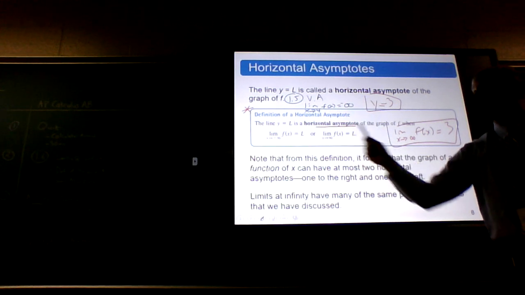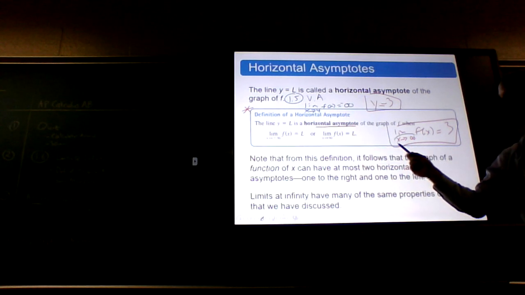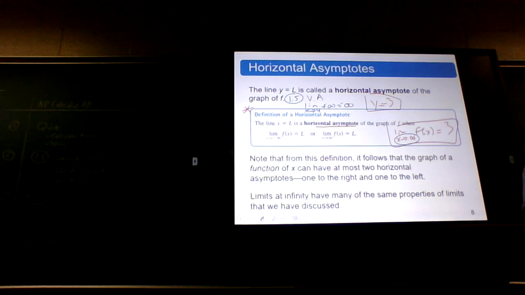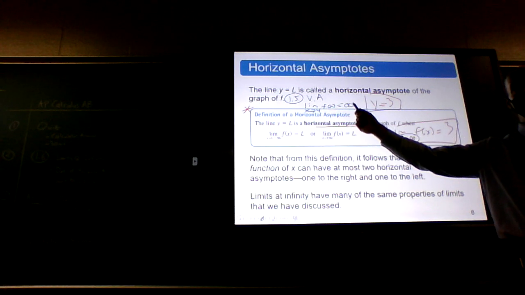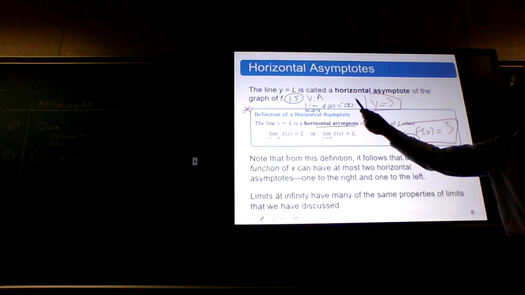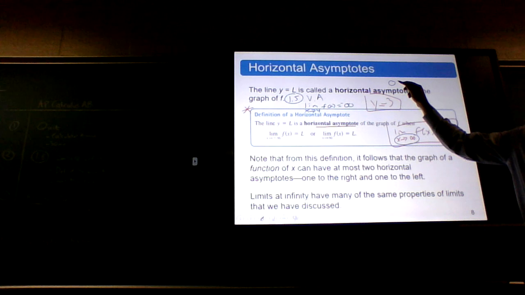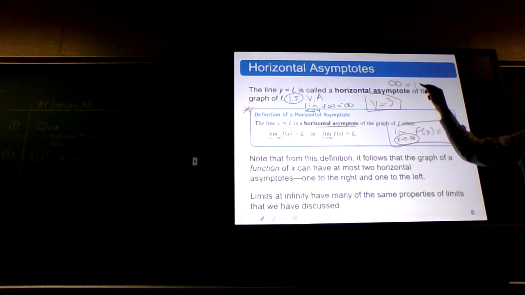A horizontal asymptote is when the limit goes to infinity and has a limit. By the way, this is an infinite limit, correct? And let's make sure we're clear. Is infinity a number? No. Okay, good. I will make sure we're clear on that because I'm going to use that here in a minute.